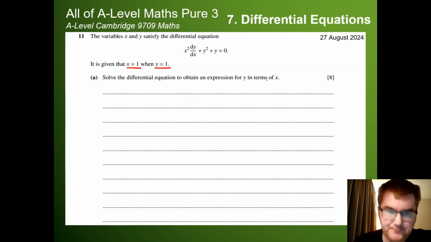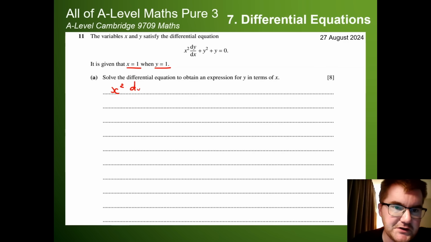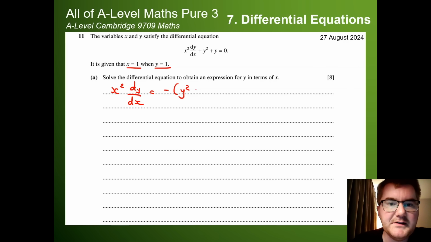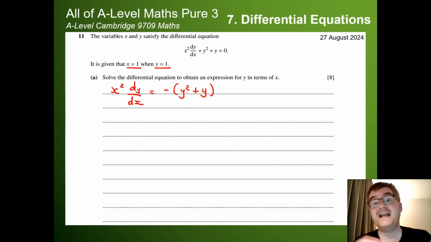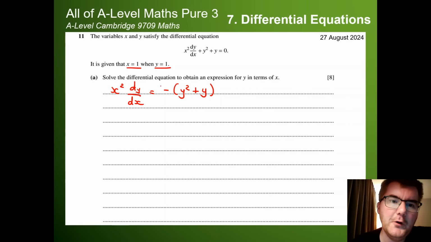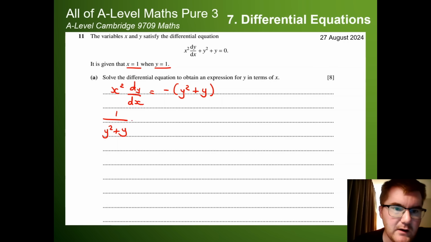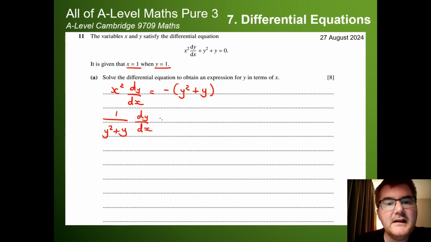Right. So first thing I'm going to do is I'm going to put all the y's on one side, all the x's on the other. That's our general strategy for doing separation of variables, which is what we're going to do in a moment. So I'm going to put here minus y squared plus y on this side. And now the key thing to do here is making sure we put all the y's on the left hand side and all the x's on the right. I'm going to keep the minus over here with the x. So when I divide through, I'm going to get 1 over y squared plus y dy by dx is equal to minus 1 over x squared.